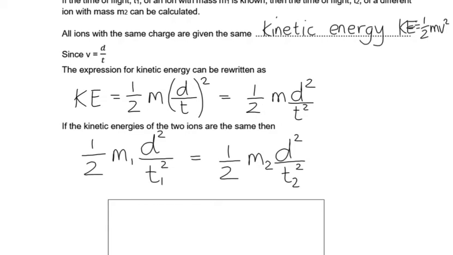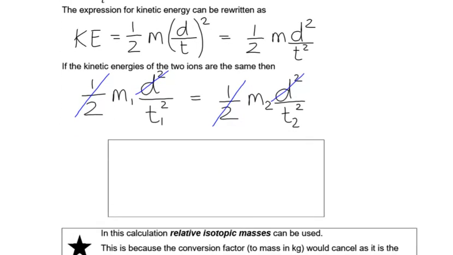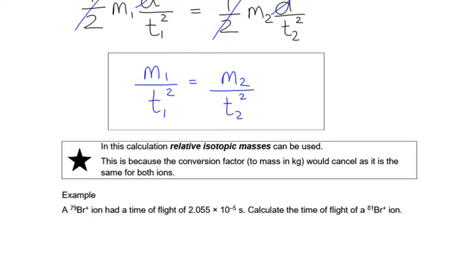We've got this expression. Now there are some things that are the same on both sides, so there's a half on both sides, so we can cancel it. There's a d squared on both sides, so we can cancel that. We can't cancel the masses and the times because they're different, so we get m1 over t1 squared equals m2 over t2 squared. And then there's another little trick.